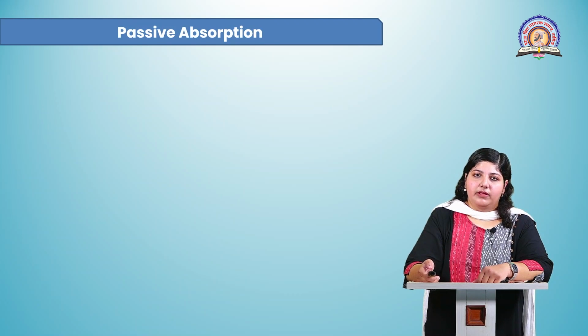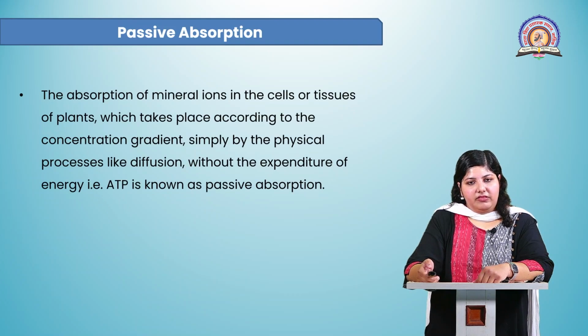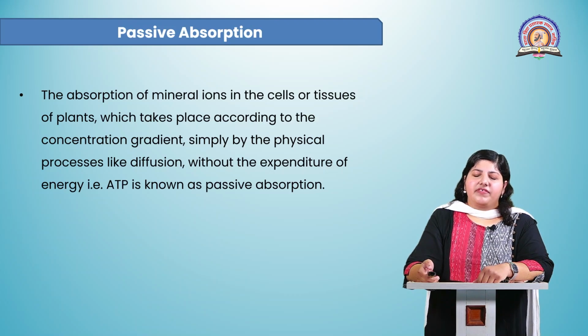Firstly, we will start with the passive absorption. The absorption of mineral ions in the cells or tissues of plants, which takes place according to the concentration gradient simply by physical processes like diffusion, and does not involve any energy, is known as passive absorption.